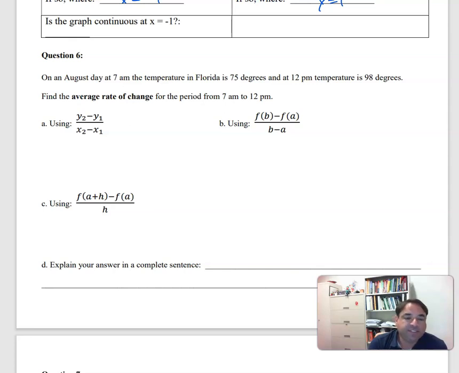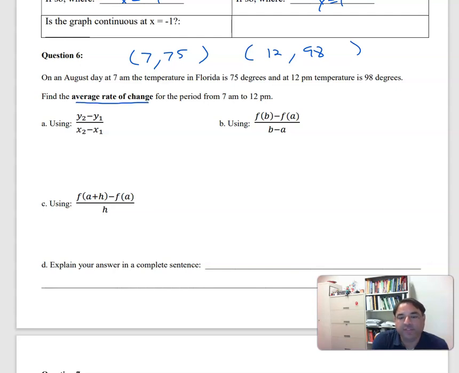Okay, for question 6, it says on an August day at 7 a.m., the temperature in Florida is 75 degrees, and at 12 p.m., the temperature is 98 degrees. Find the average rate of change from 7 a.m. to 12 p.m. So, what's given to us are 2 points. The first point is at 7 a.m., the temperature is 75 degrees, and at 12 p.m., the temperature is 98 degrees. And we want to find the average rate of change.